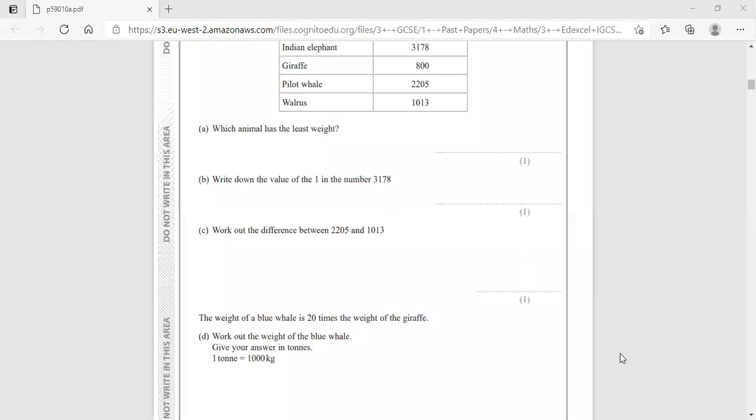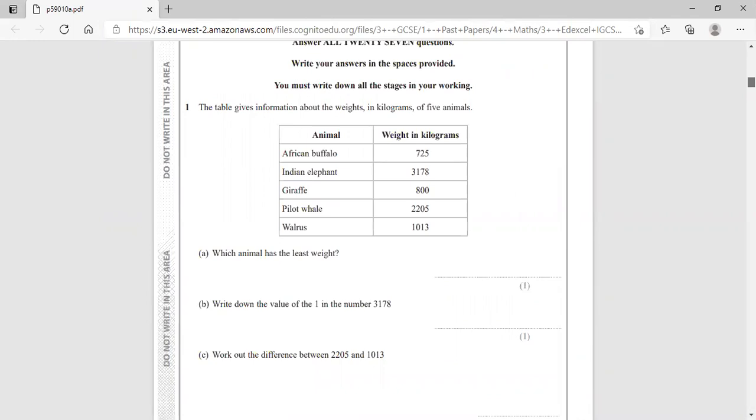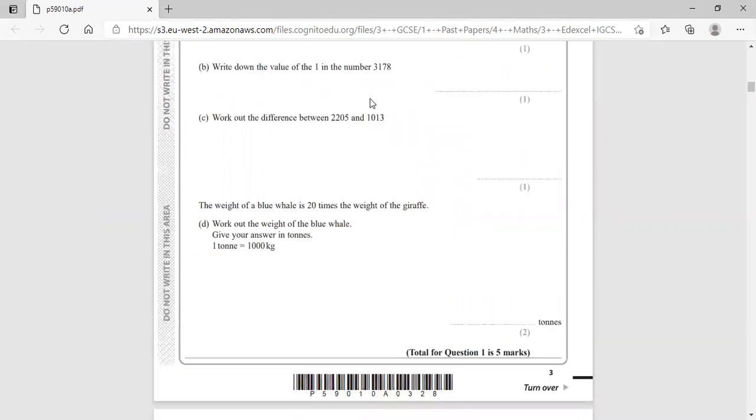So we're on to part D now. The weight of a blue whale is 20 times the weight of the giraffe. Work out the weight of the blue whale. Give your answer in tons. So for this, there's 2 parts here. First of all, work out the weight of the blue whale, and then work out the weight of the blue whale in tons. So what is the weight of the giraffe? Giraffe is 800, okay? So we've got giraffe, and this is 800 what? It is 800 kilograms, okay?